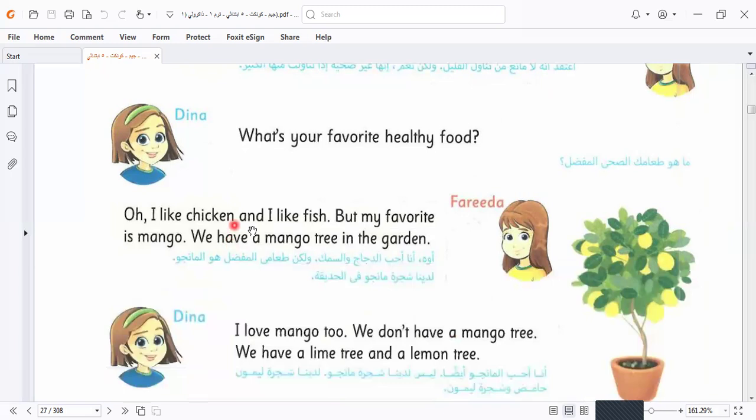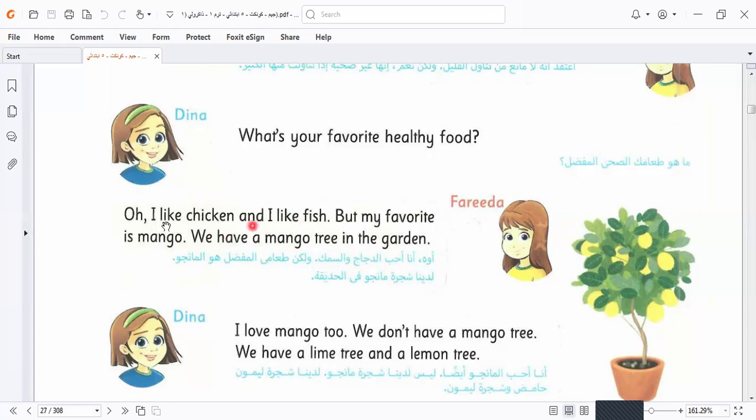Oh, I like chicken and I like fish. Can you say my favorite healthy food? I can say, for example, carrots and fish, or I can say grapes, for example. Okay, so here is the healthy food that I favor. I can say this, or any other healthy food. I would like to say that we have many answers for this question.